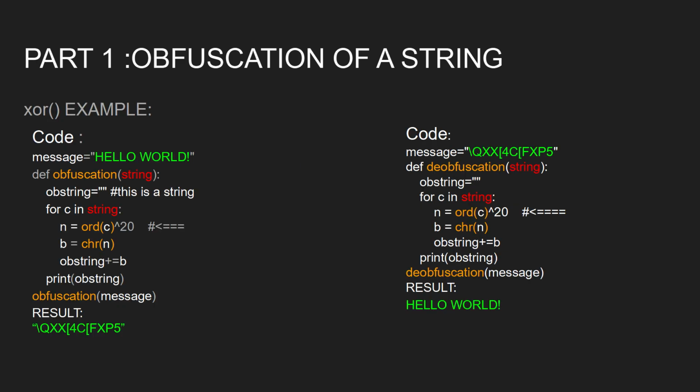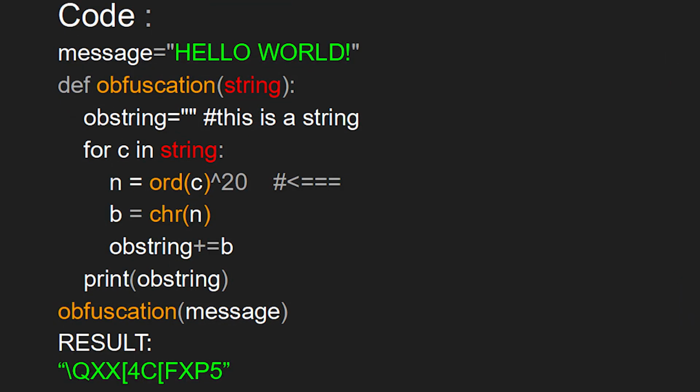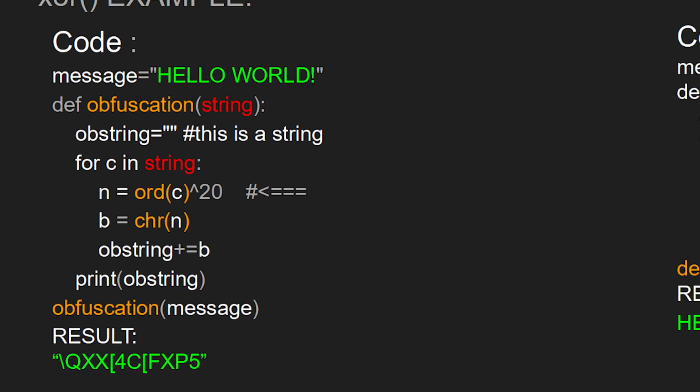in decimal. Here is a code example of XOR. We have code that obfuscates a string and code that deobfuscates the string. We have a message, hello world, and we declare a function that takes a string. We have a local variable of type string, and for every character in our string, we convert the character to an integer, and the integer is XORed with the value 20. We take back the result, change it to a character, and save the character to our string. Finally, we print the result string.